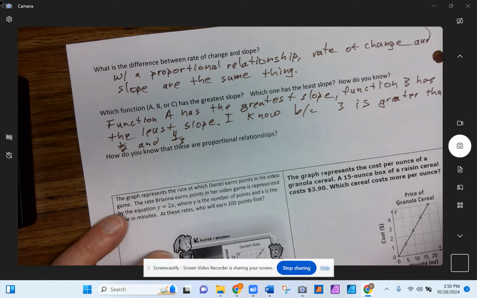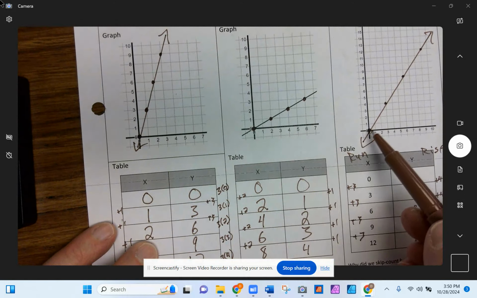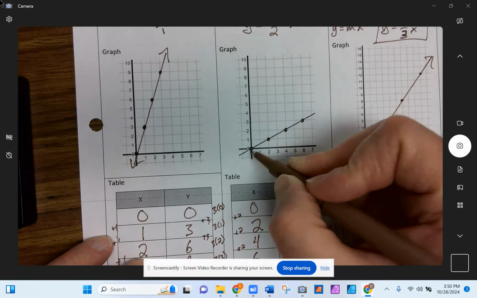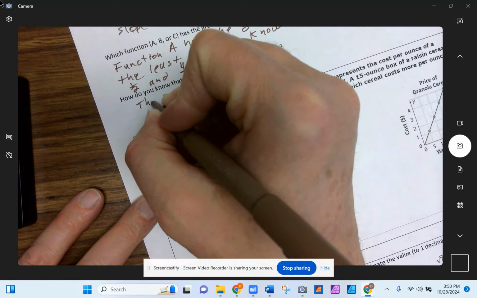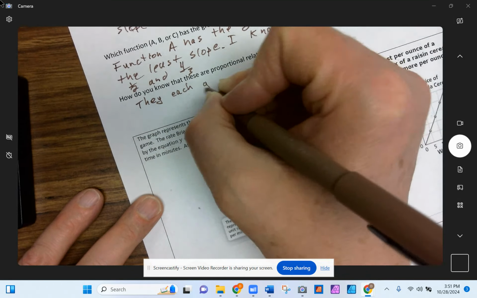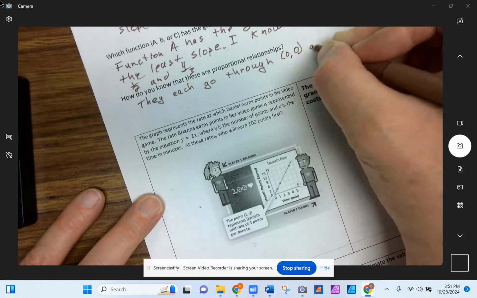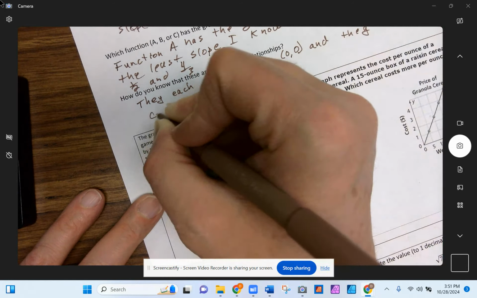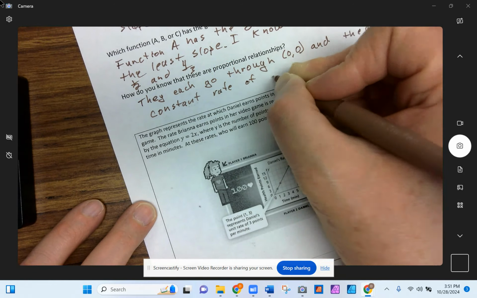How do you know these are proportional relationships? Very simple. They start at (0, 0), and they have a constant rate of change. Right? It's going up by 4/3 each time, going up by 1/2, going up by 1/2, going up by 3/1 each time. So how do we know they're proportional? They each go through (0, 0), or the origin, either way. And they have a constant rate of change. So that's how you know.